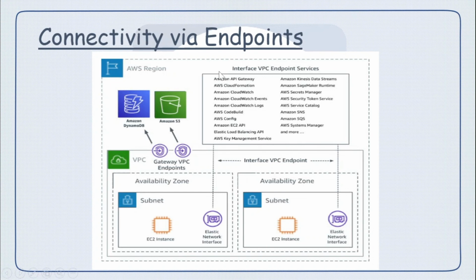As you can see, there are a lot of interface endpoint services available like SQS and SNS, CloudWatch, CodeBuild. But for gateway endpoint, we have only two services, that is S3 and DynamoDB. Now let's go to the AWS console and we'll create endpoints of both gateway and interface type, and we'll see how we can configure those and how they can be used.